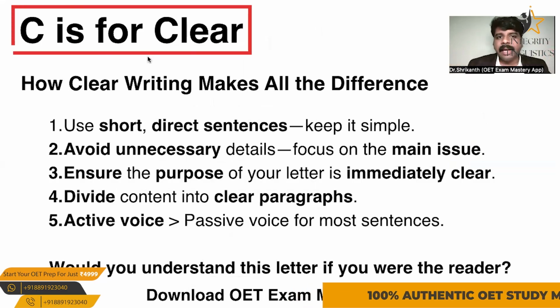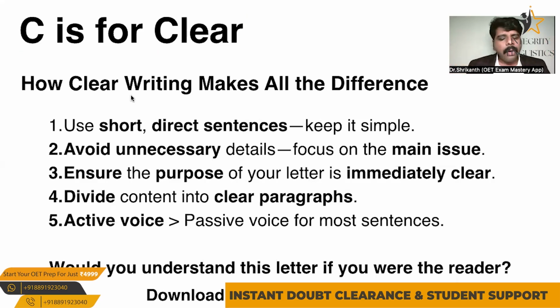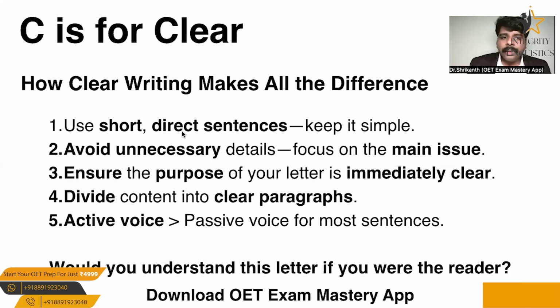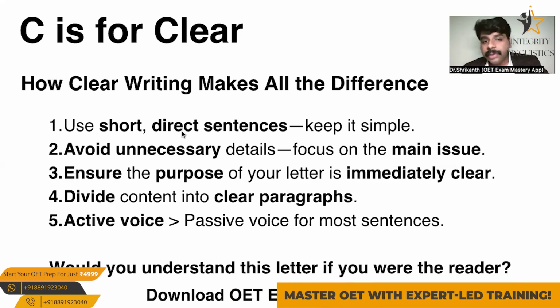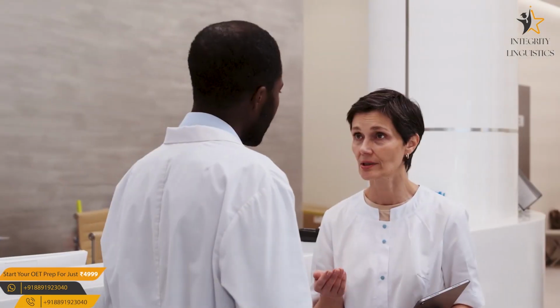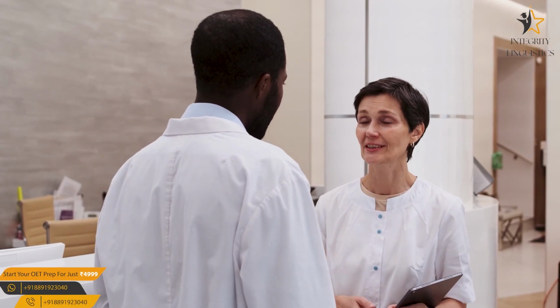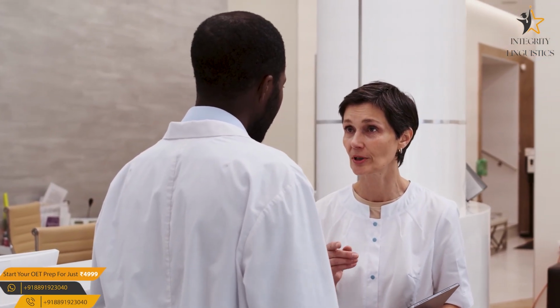So C stands for clarity, that is clear. How clear writing makes all the difference. Now there is a method to write your letter, right? So you can write information in a very confusing manner. You can write information in very long sentences. Now let me just tell you, if I am speaking with you continuously, let's say that you and me are having a conversation, okay? And I am speaking non-stop. You will get bored, right? You'll feel a little bit fed up, right?